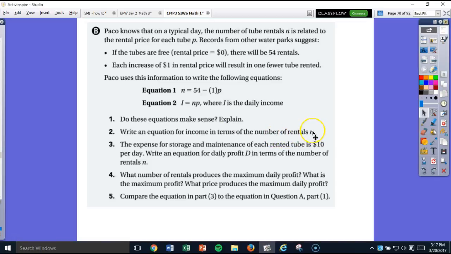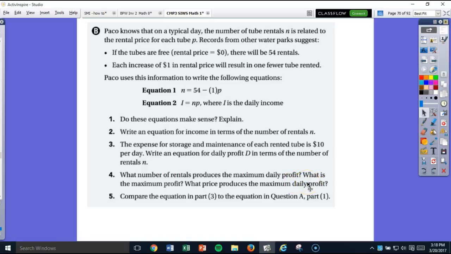Okay, and then what we want to do is look at the expenses information that they give you here, which is $10 per day, and write an equation for daily profit D in terms of the number of rentals N. Remember, profit equals income minus expenses. So profit here is income, the income you make, which is up here in part 2, minus your expenses. Okay? Then in part 4, what number of rentals produces the maximum daily profit? What is the maximum profit? And what price produces that maximum daily profit?